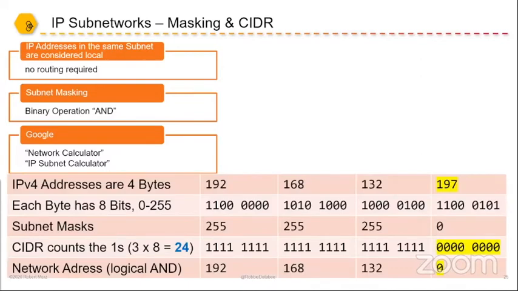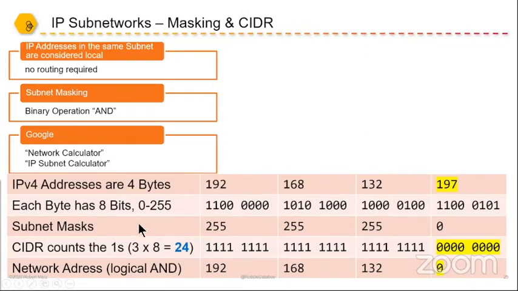Nevertheless, let's have a look at how this works. IPv4 addresses are 4 bytes usually divided by a dot. So every one of you should have seen an address like this here. So we have an address 192.168.132.197. And the network interface card looks at the binary representation. Each byte has 8 bits, so the decimal range will be from 0 to 255. So there will be no number greater than 255 in an IPv4 address. And this is the binary representation of this IP address here.